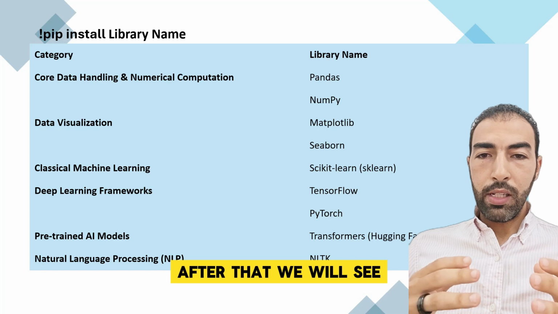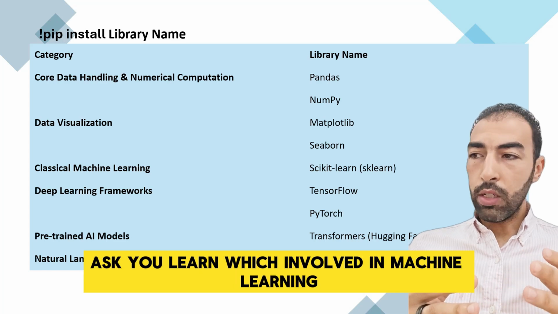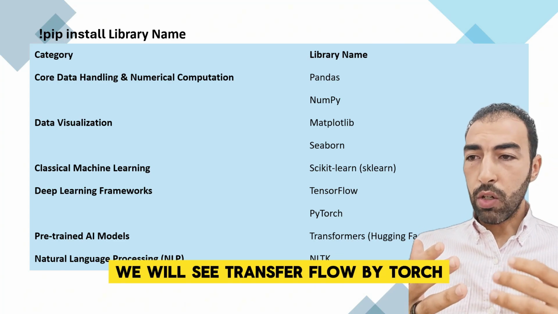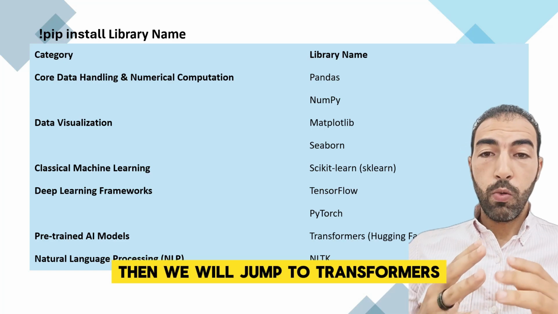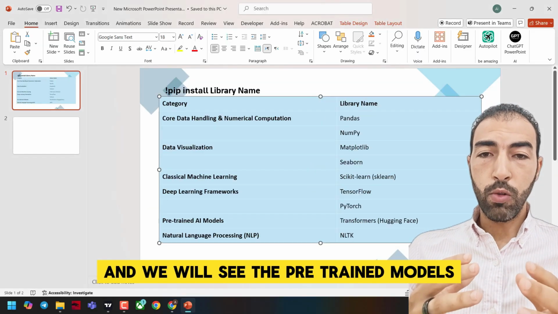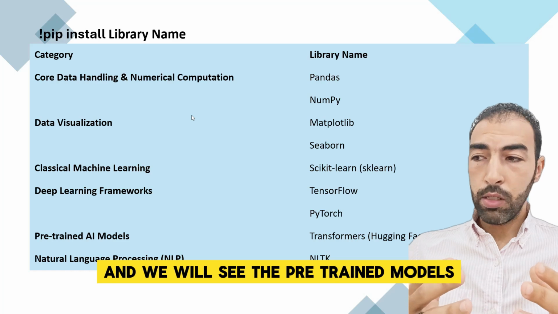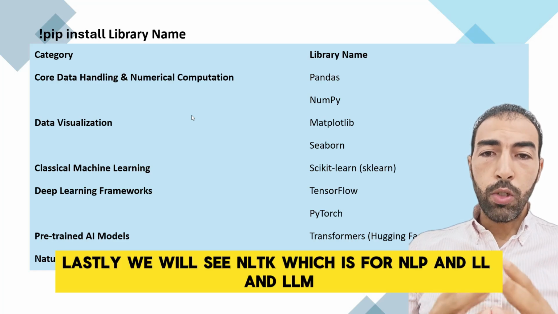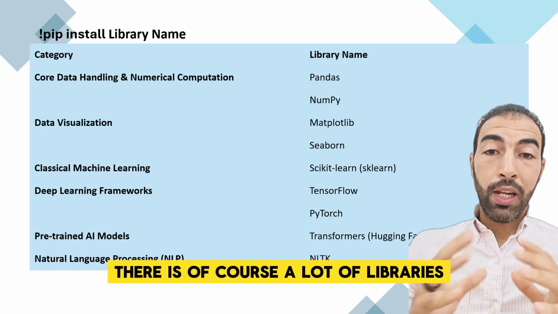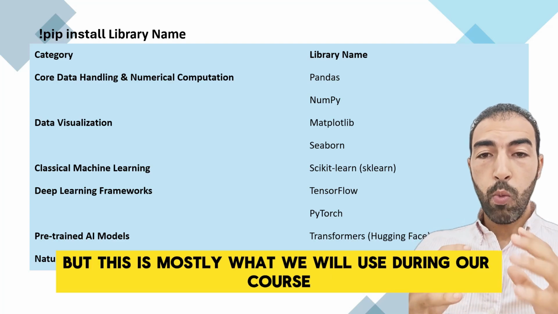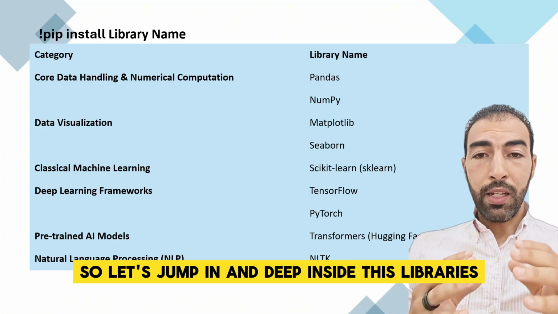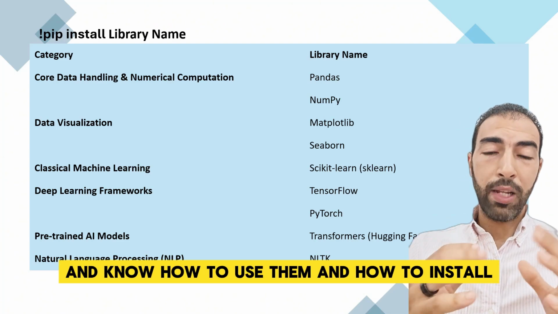After that, we will see sklearn, which is involved in machine learning, and for the area of deep learning, we will see TensorFlow and PyTorch. Then we will jump to Transformers, and we will see the pre-trained models. Lastly, we will see NLTK, which is for NLP and LLMs. There are of course a lot of libraries, but this is mostly what we will use during our course. So let's jump in and go deep inside these libraries and learn how to use and install them.